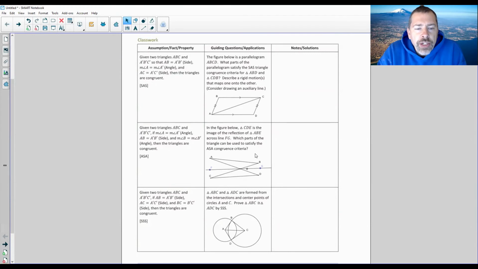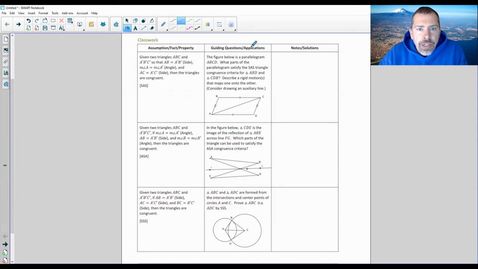So given 2 triangles, ABC, and A prime, B prime, C prime, so that AB equals A prime, B prime, sides, the measure of angle A equals the measure of angle A prime, an angle, and AC equal to A prime C prime. And notice that there is an A in the name of this side and an A in the name of this side. So angle A is included. Then the triangles are congruent by side, angle, side.